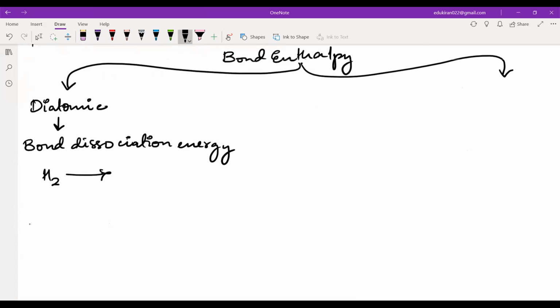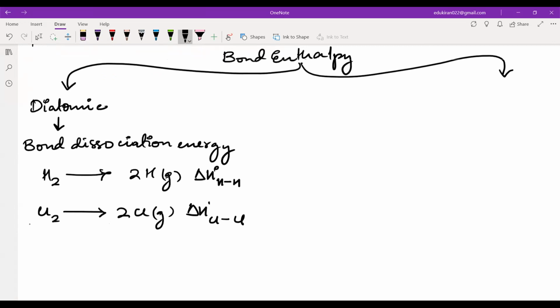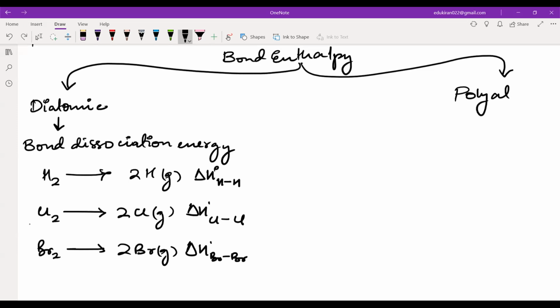You can just write H2 gas and it is going to give you 2H gas. Whatever the enthalpy will be, we'll write delta H naught H-H bond. If you have Cl2, then you can write 2 chlorine gas, delta H naught Cl-Cl bond. You can also write for Br2. This will give you 2 Br gas, and the enthalpy will be Br-Br. But if you have polyatomic, then the case is different.